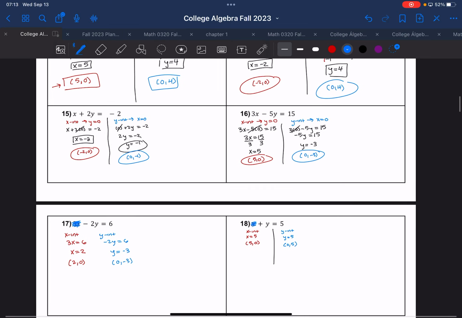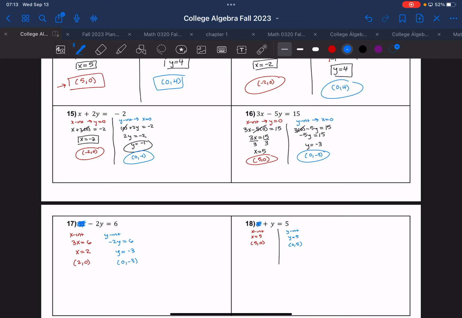Any questions on this concept of finding the x and y intercept? Okay.